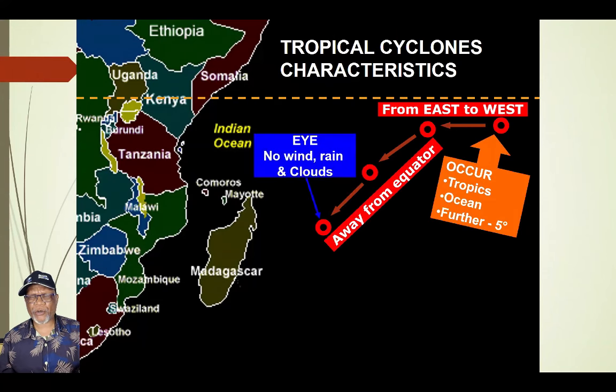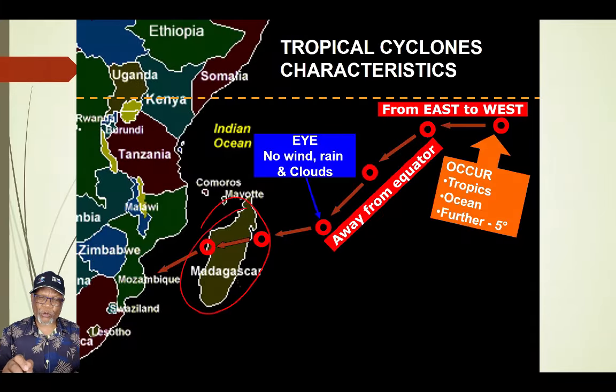Now we're looking at the condition of the eye of a tropical cyclone. There is no wind in the eye of the tropical cyclone. There is no rain in the eye of a tropical cyclone. And there are also no clouds. Obviously, without clouds, you will not get rain. So this is the movement of a tropical cyclone. It moves from west to east.